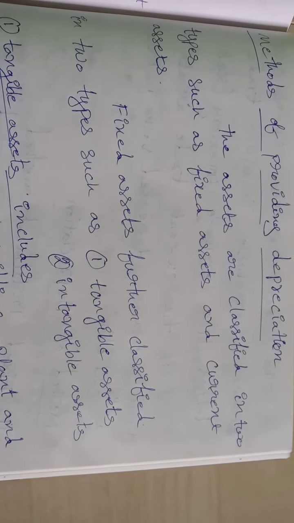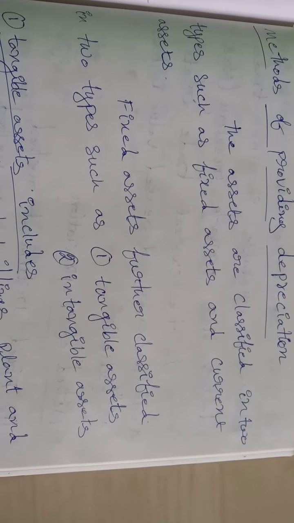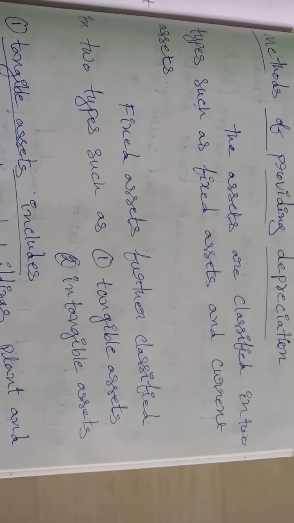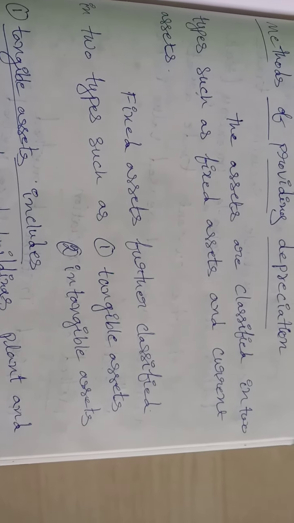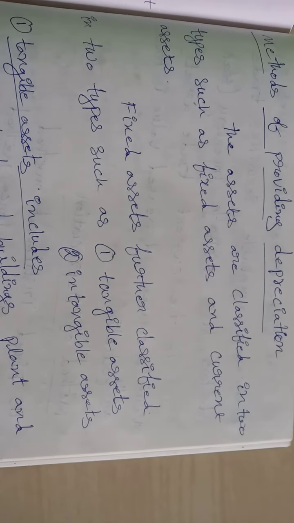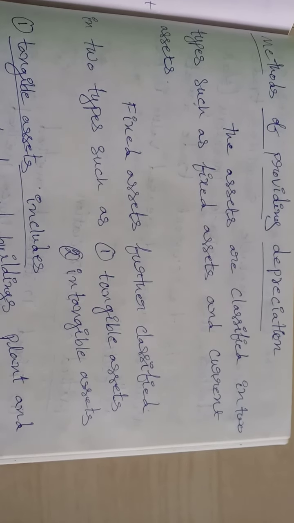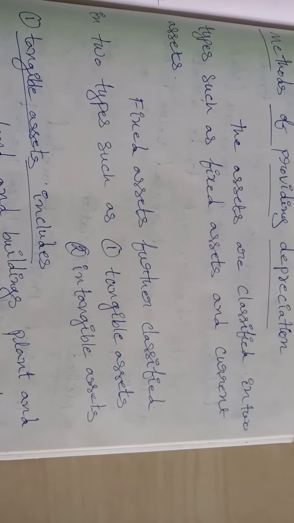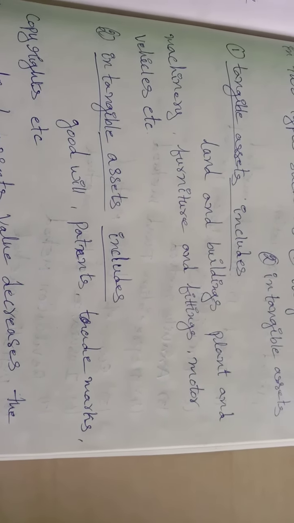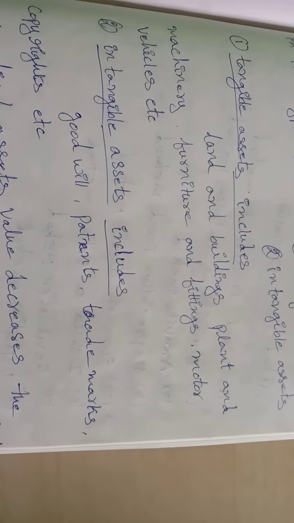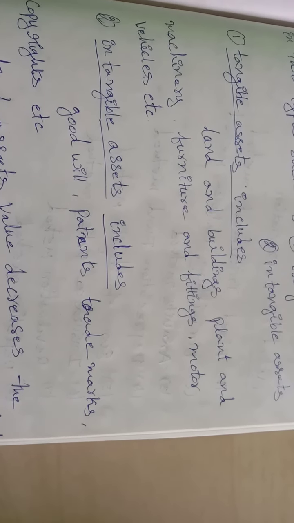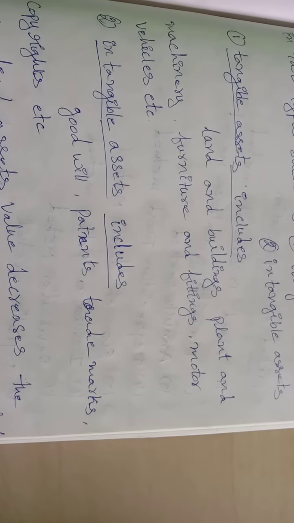Methods of providing depreciation. The assets are classified into types such as fixed assets and current assets. Fixed assets are further classified into two types: tangible assets and intangible assets. First of all, tangible assets include land and buildings, plant and machinery, furniture and fittings, motor vehicles. These are called tangible assets.